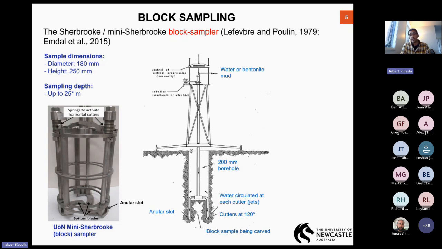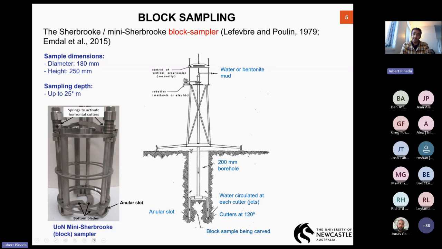How does this sampler operate? So we have, as I said, we need a 200 millimeter borehole. The sampler itself is composed of a metallic cage that you can see here. They have annular slots or horizontal cutters on this side. I'm trying to indicate that with my cursor. And also at the base, we do have 3 bottom metallic blades, horizontal blades.